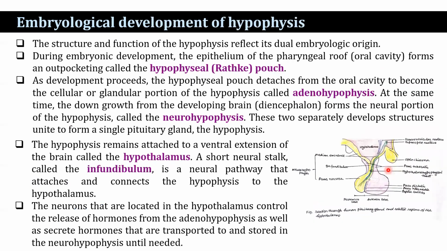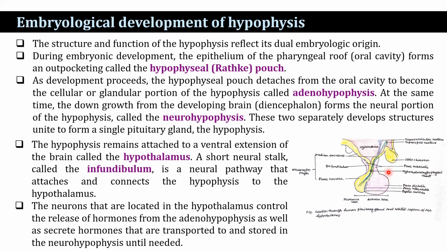Now, what is the embryologic development of the hypophysis? The structure and function of the hypophysis reflect its dual embryological origin. During embryonic development, the epithelium of the pharyngeal roof forms an outpocketing known as the hypophyseal pouch, or Rathke pouch. As development proceeds, the hypophyseal pouch detaches from the oral cavity to become the cellular or glandular portion of the hypophysis, known as the adenohypophysis.